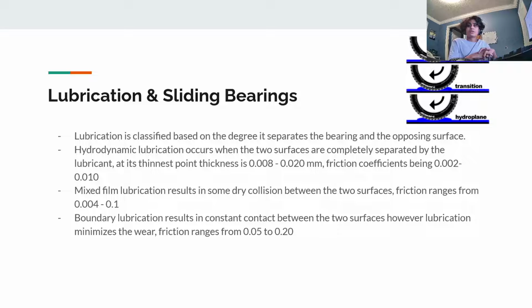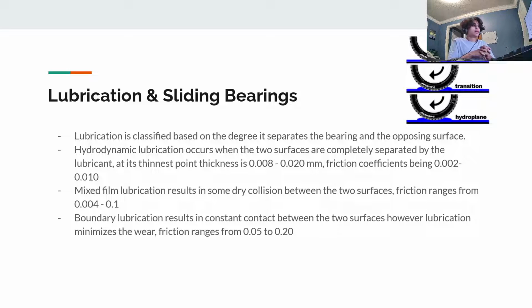First up, we have hydrodynamic lubrication, which occurs when the two surfaces are completely separated by the lubricant. At its thinnest point, its thickness is 0.008 to 0.02 millimeters, which is amazing. And this results in absolutely minimal wear. And coefficients of friction are usually just there due to the actual oil, and it's insanely low at 0.02 to 0.01, which is practically nothing, and that's why we see so much life out of engines these days.